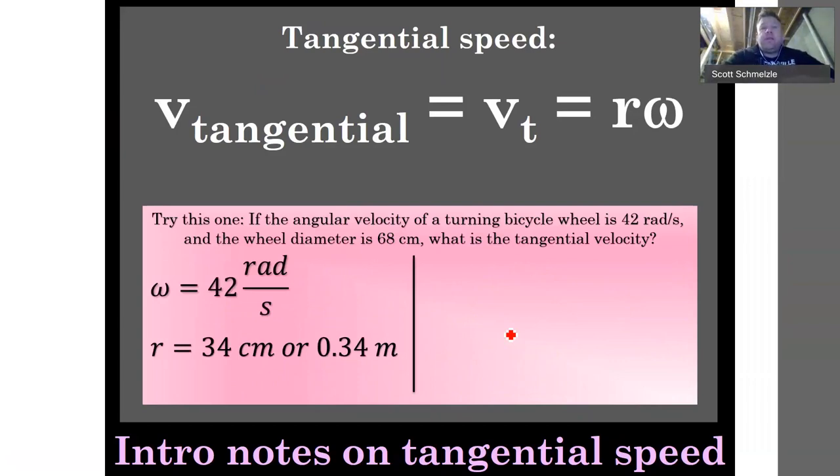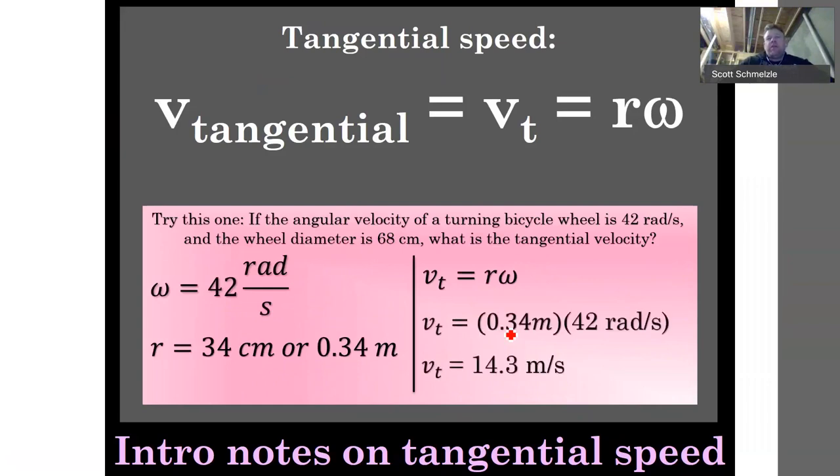Our angular velocity is 42 radians per second. The radius is 34 centimeters. Remember, slide two to the left to make 0.34 meters, from that 68 centimeter diameter. We multiply those two together, and that chunk of mud or piece of rock is going to be going at a tangential velocity of 14.3 meters per second. Multiply by about 2.25, and you see it should be going about 30 miles per hour backwards. Is that a high rate of speed? Absolutely. We're spinning that wheel really fast.